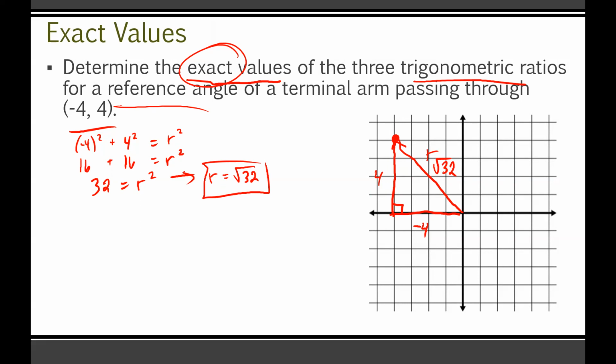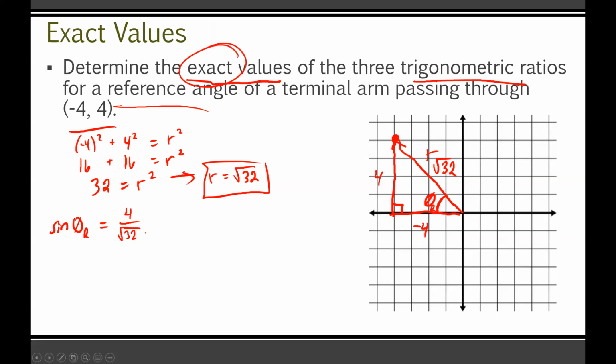Finding the length of the terminal arm is often the hardest part. We want those exact values of those three trig ratios. And again, we're dealing with a reference angle, which is the terminal arm to the x-axis. So this is our angle. You can call it theta r if you want. Let's start with sine, just because it's the first one you usually deal with. Sine of theta r, sine of that reference angle, is your opposite divided by your hypotenuse. So watch the opposite side here. The opposite side of this angle is going to be 4, and your hypotenuse is going to be root 32. So you can literally just say this is 4 over root 32.